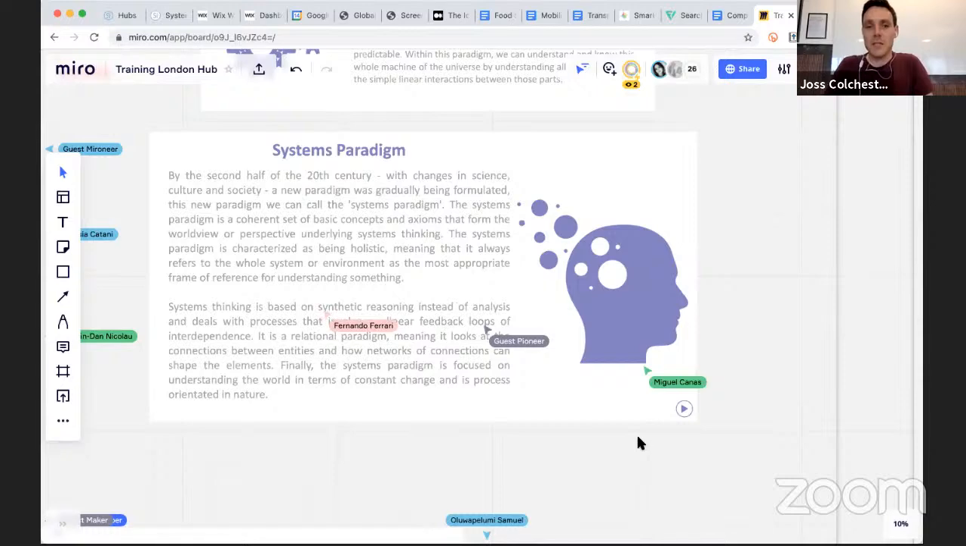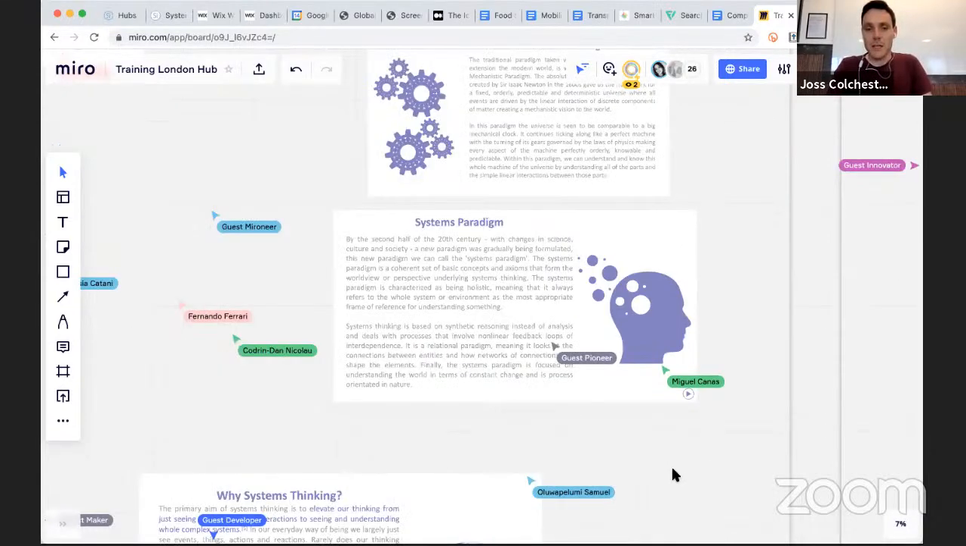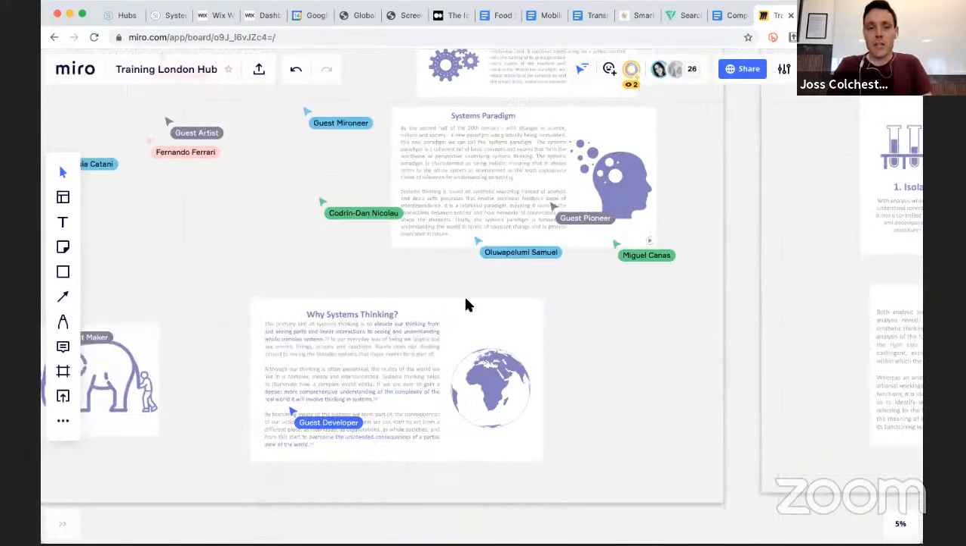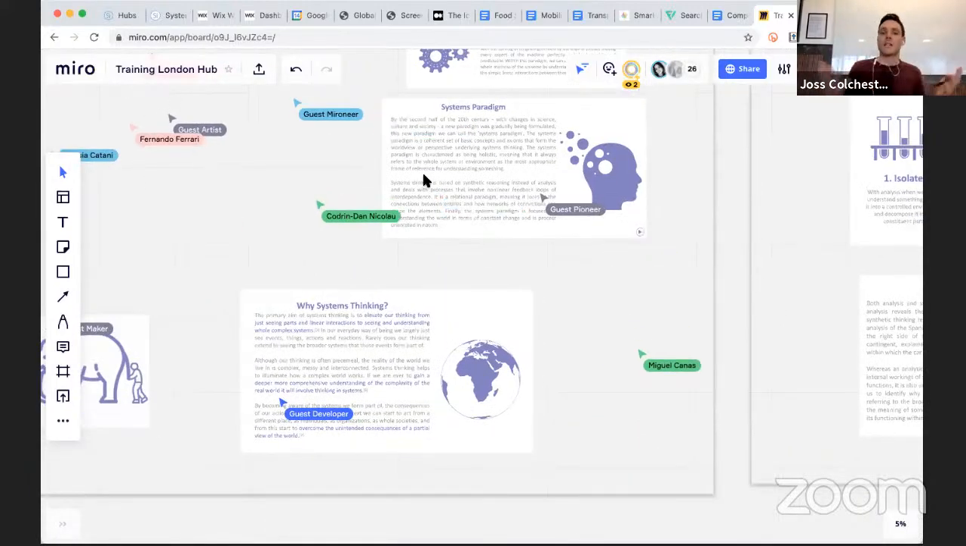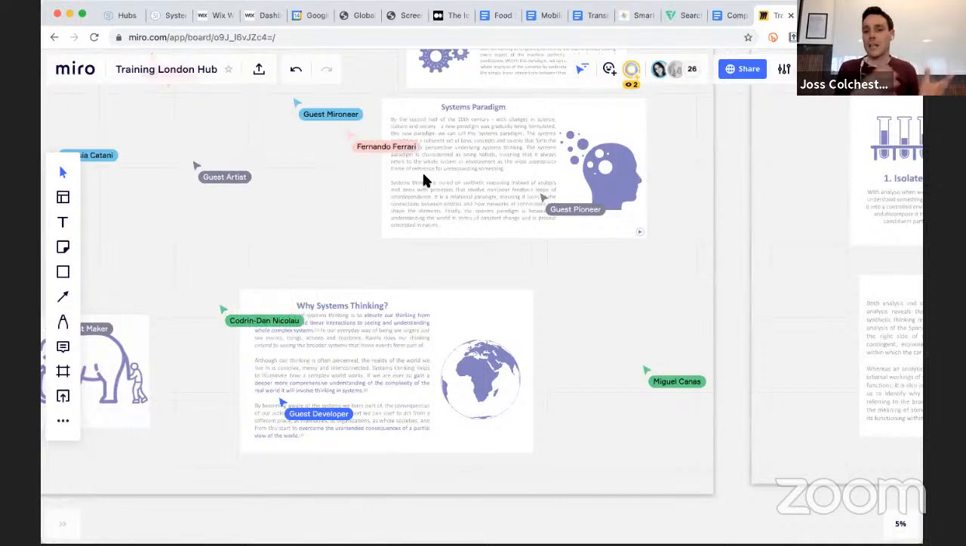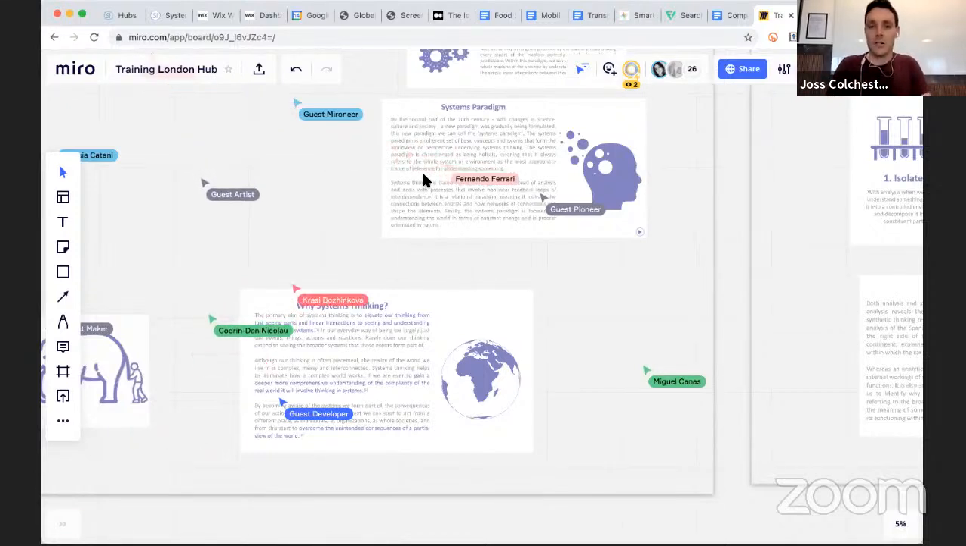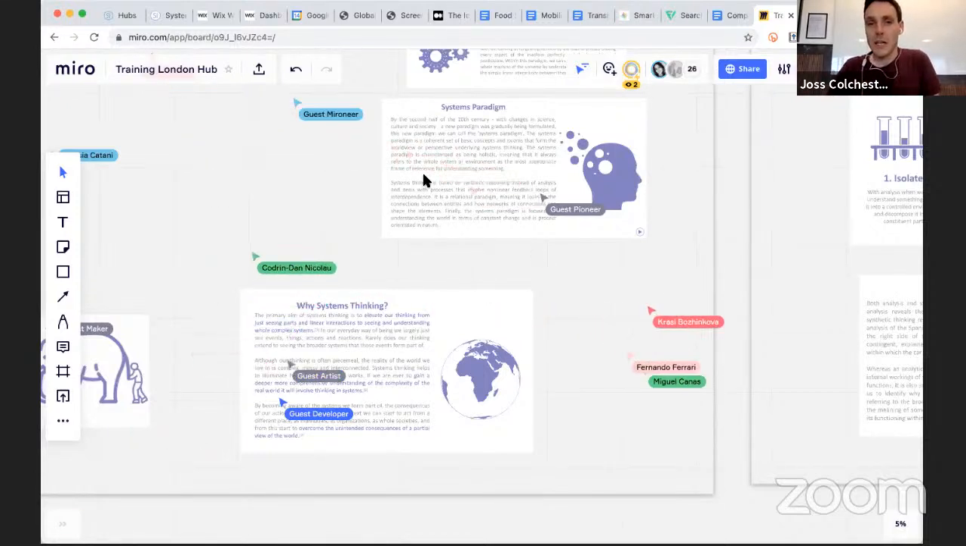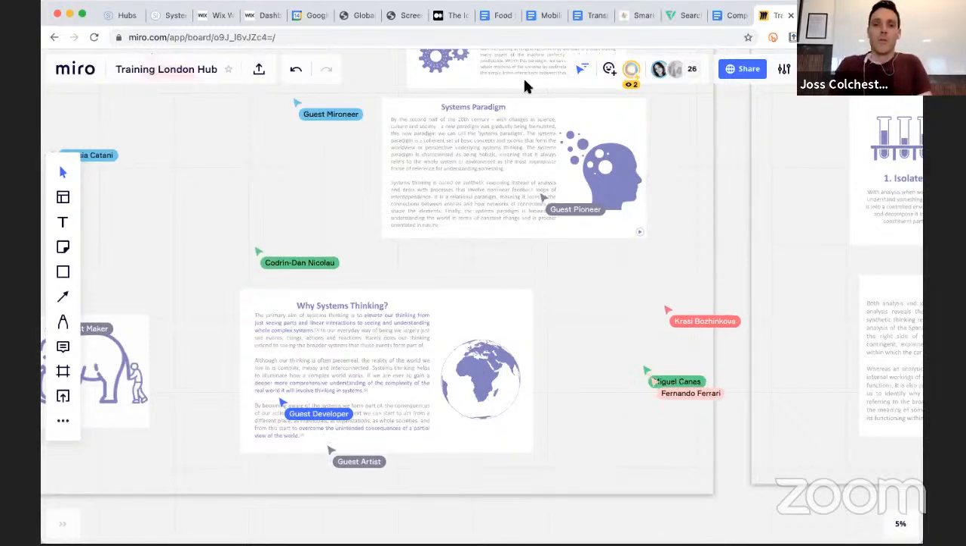So systems thinking is based on a synthetic way of reasoning. So let's just flick forwards because we'll be talking about that as we go along. That's very generally this idea of a paradigm, right? And there's these two different paradigms in the world, the reductionist analytical paradigm and the synthetic holistic paradigm of systems thinking. And we'll be exploring what that means as we go along today.